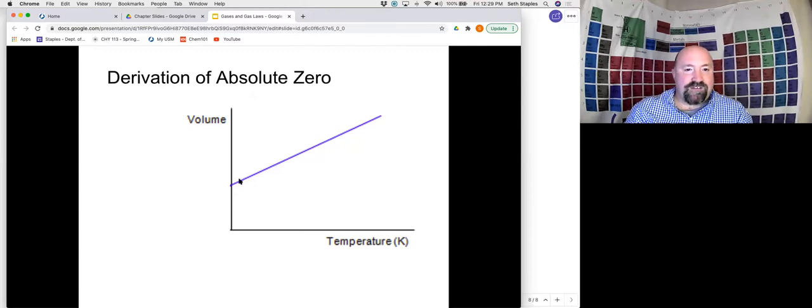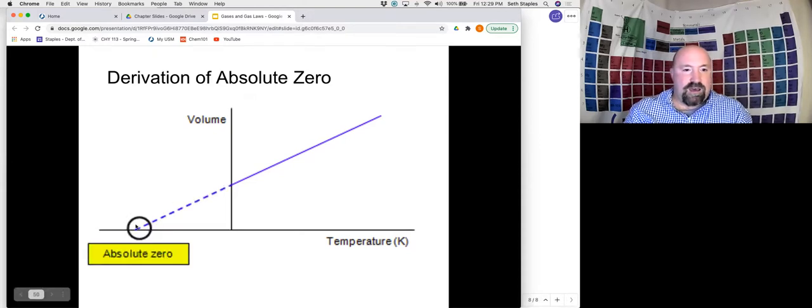We can then extrapolate this line down until it meets the x-axis, because at this point on the x-axis, volume is zero. And whatever that temperature is there, that's absolute zero.